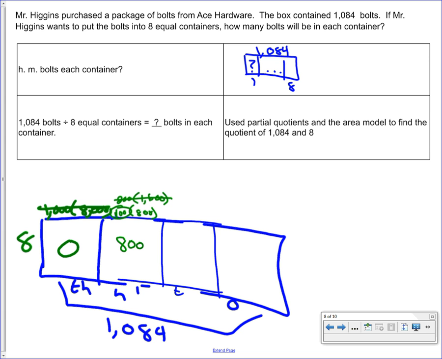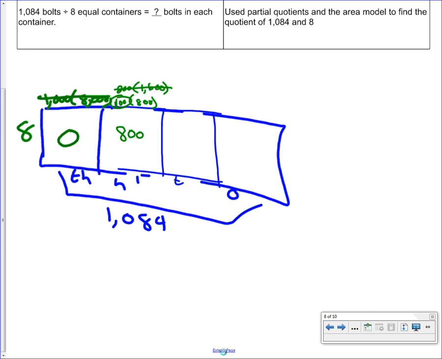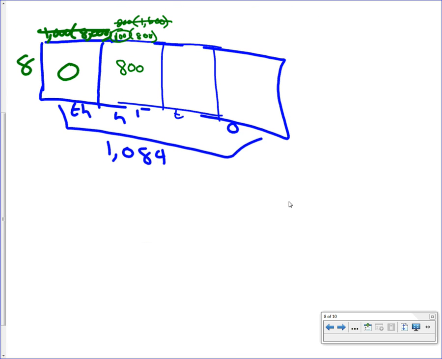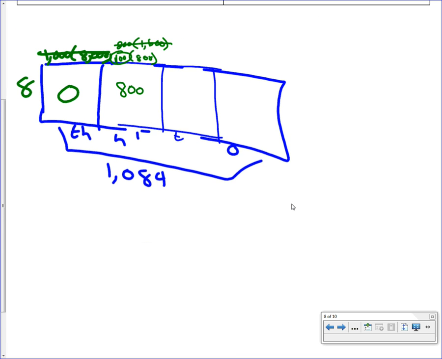Okay. I'm going to have to scroll down so I have enough room. Okay. So I'm going to take my 800. I'm going to have to subtract it from 1084. It's a 4, that's an 8. 10 minus 8 is 2. To get 800, I did 100 times 8. Okay, so now I've got 284.